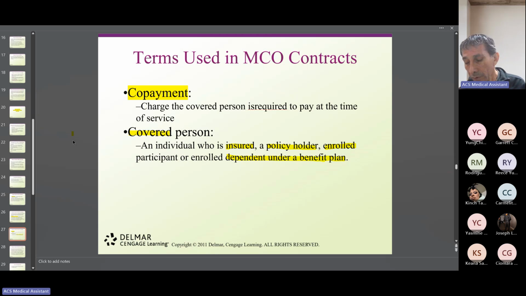Any questions about copayment and covered individuals?